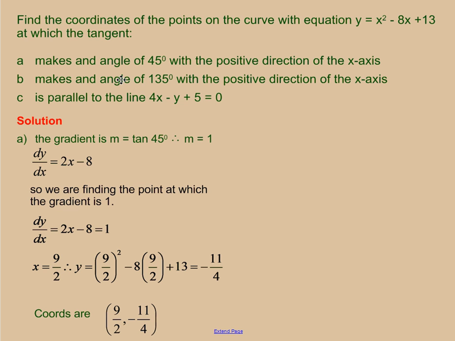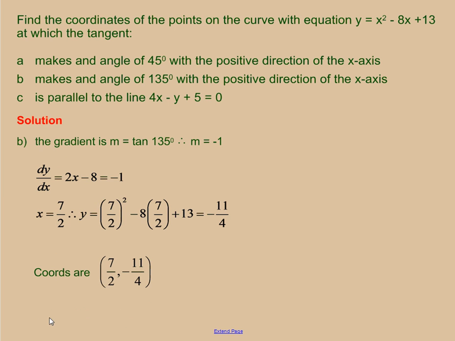Now the second one here asks, what's the point where the gradient of the tangent makes an angle of 135 degrees with the positive x-axis. So this time we've got 135 degrees, so that means the gradient in question is -1. So we find the x value for which that occurs. In this case, that's going to give us 7 over 2, which when we substitute gives us negative 11 over 4. So this one is 7 over 2 and negative 11 over 4.